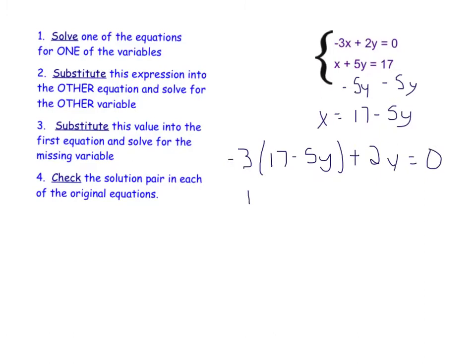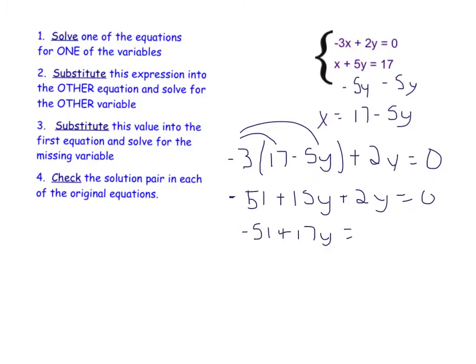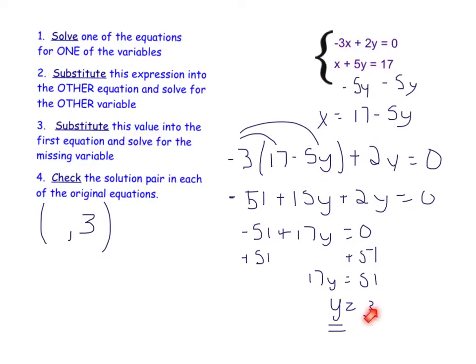So negative 51 plus 15y plus 2y equals 0, because I did the distributive property. Now I can combine my like terms. Negative 51 plus 17y equals 0, and I'll solve from there. So 17y equals 51, so y is 3, because I divided both sides by 17. So I'm going to put this up over here. It's my y this time though, so I have to make sure I put it in the second number in the ordered pair. Then I'm going to do my next step, substitute this 3 in for y here, and solve for x.